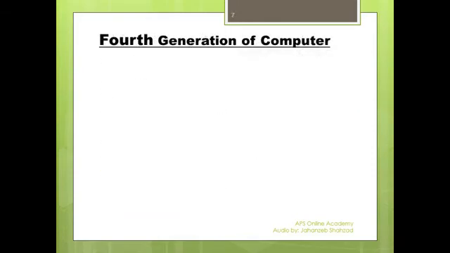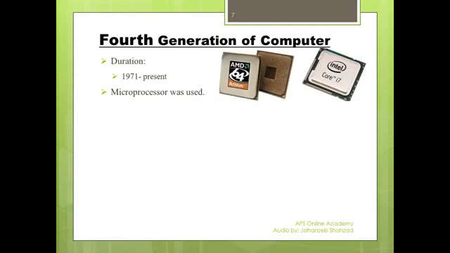Fourth generation of computer. The time duration for the fourth generation of computer is 1971 till present, which means the computers that are being used nowadays are known as fourth generation of computer because they all are using the same technology that was invented at the start of 1971. Microprocessor is being used in these computers. Basically this is a very small chip and it contains millions of IC chips in a single microprocessor chip.